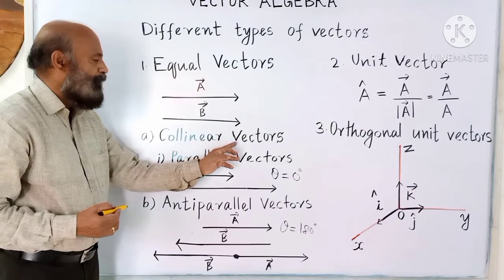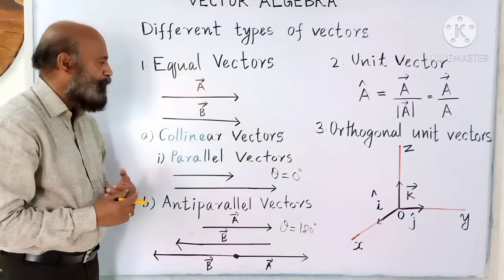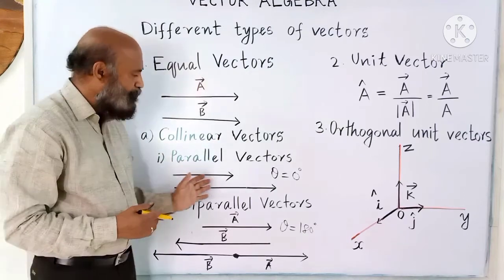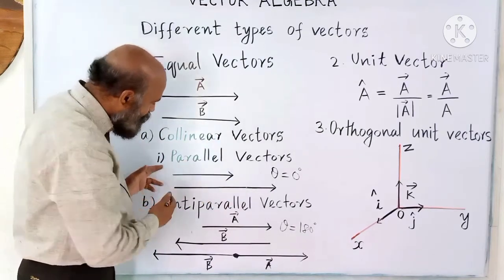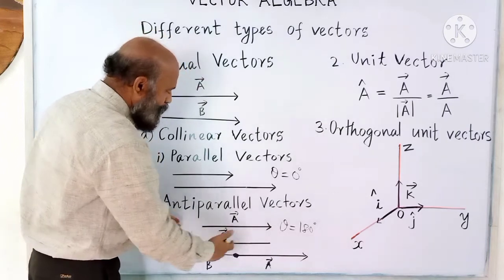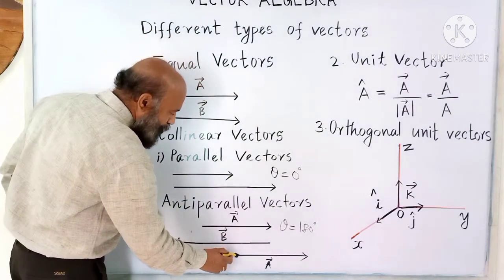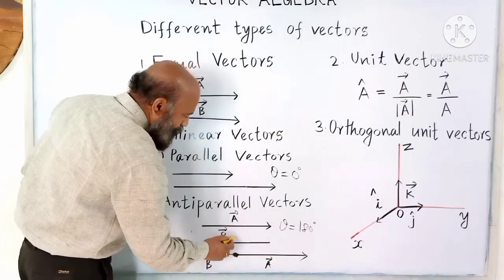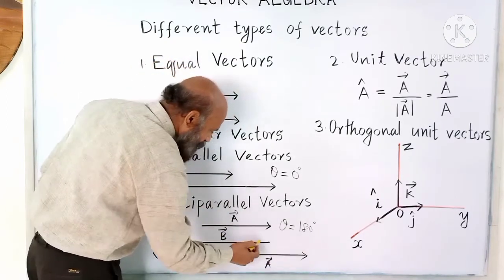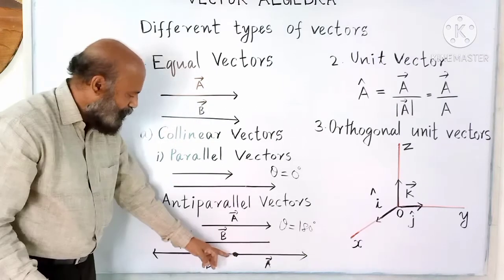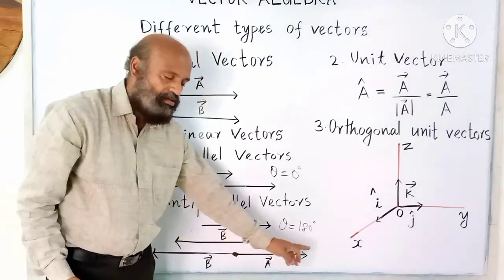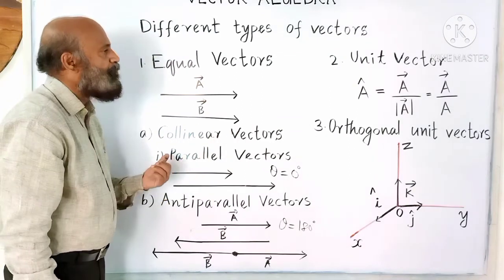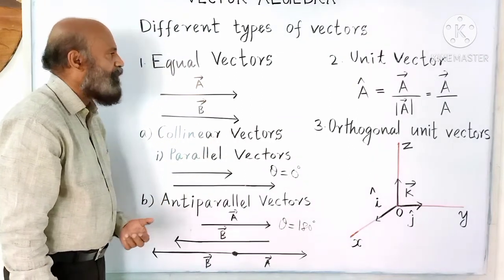Definition for collinear vectors. Two vectors are said to be collinear if they are acting along the same line. So in this case, same direction, here opposite direction. In this case also, they are along the same line. So this is A vector and B vector. You can represent like this. So it is along the same line. So two vectors are said to be collinear if the vectors are acting along the same line.